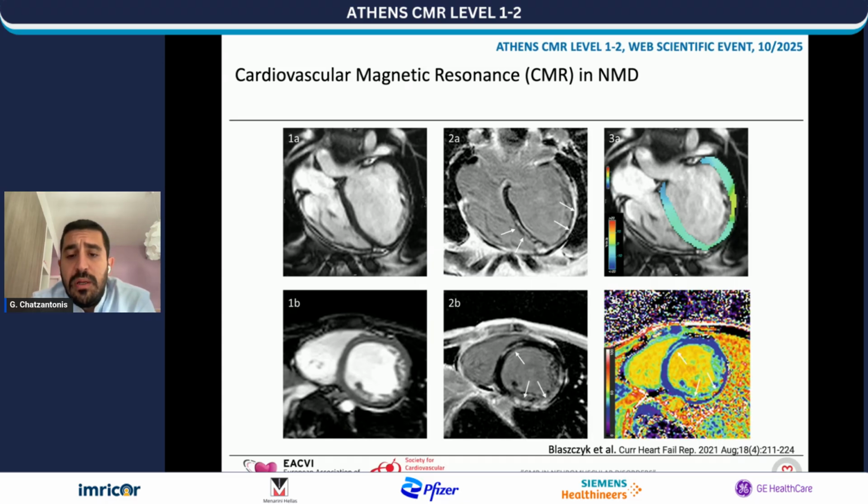And of course, the strain analysis, as we told before, can see subtle changes, as you see here in the mid-lateral wall, and that is the extracellular volume extraction that we get, and how in the areas of the late enhancement it is pathologically elevated.